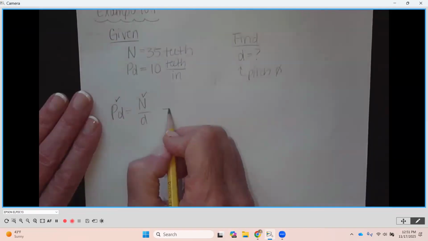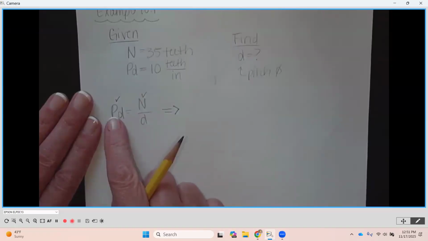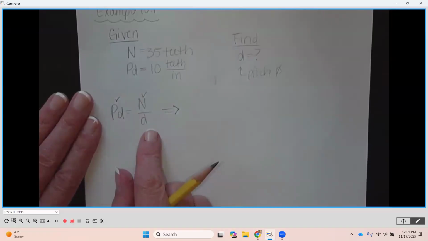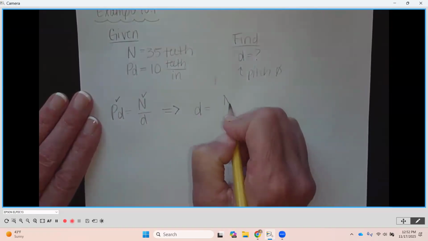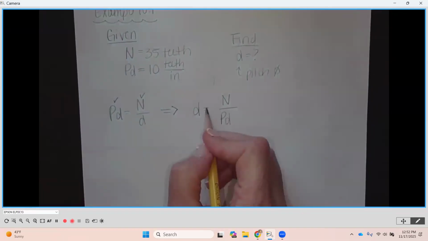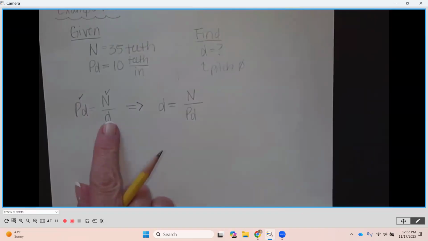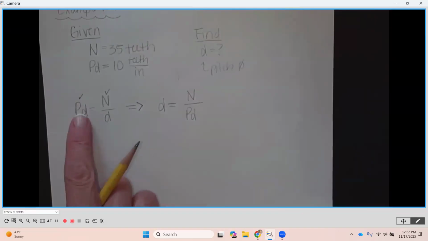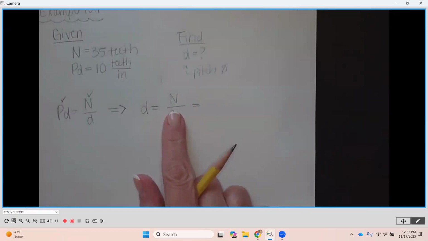So I just want to rearrange this to solve for D. I'm going to multiply D up, pitch diameter, and pull the diametral pitch down below. So my D is going to be equal to the number of teeth divided by the diametral pitch. Does everybody see that? Okay. So I just multiplied both sides by lowercase d and then divided both sides by P sub D, or diametral pitch. And then this is the number of teeth.